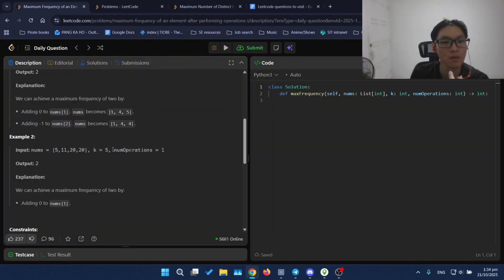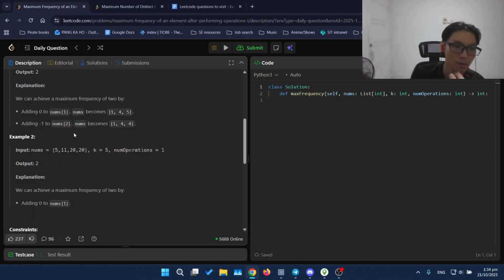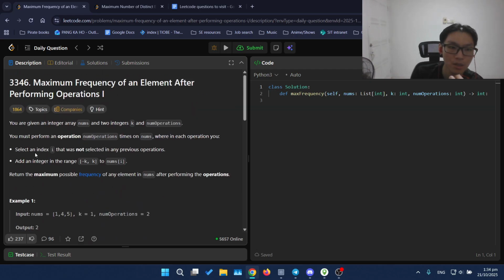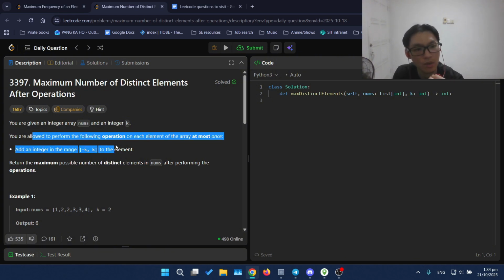Interesting. I was thinking of using a similar approach to this problem here, where basically you can group the numbers by their modulus, by their remainder. I'm not sure if we can do the same thing here. You can achieve the maximum frequency of 2 by adding 0 here, okay. +5. Oh, right. But we can't do that because you can only perform it once.